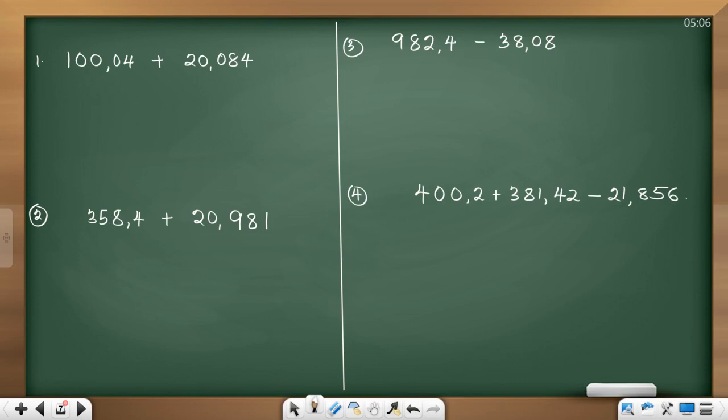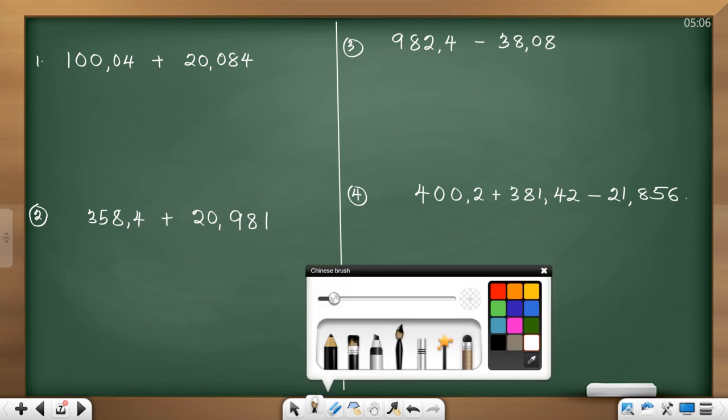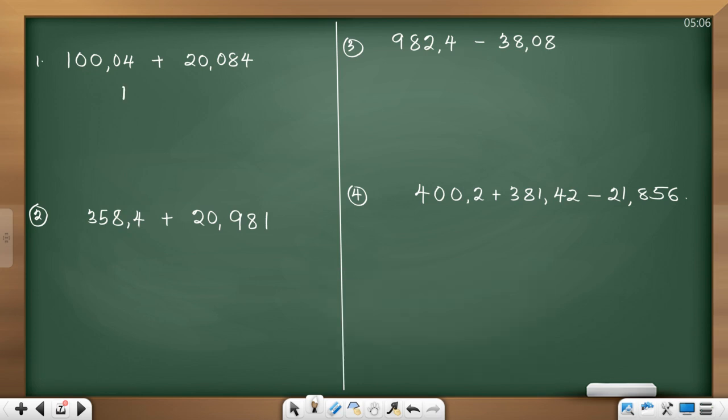The first one is a simple addition, and all we need to do is to arrange. So I have 100,04 plus 20. The commas must be arranged in the same place, 084. Now I see that there's a gap up there. I need to just fill the gap up with 0. And what do? I add downwards.